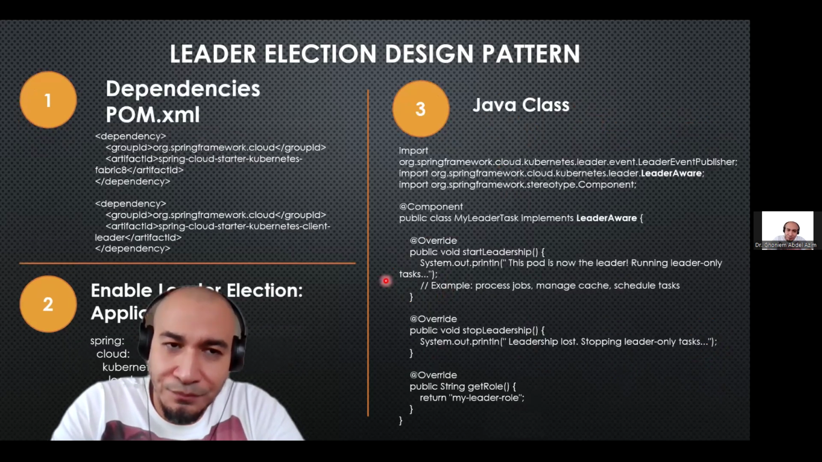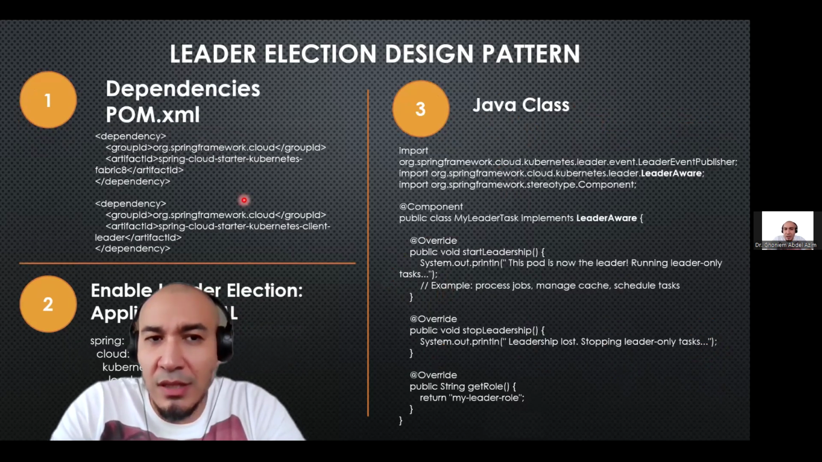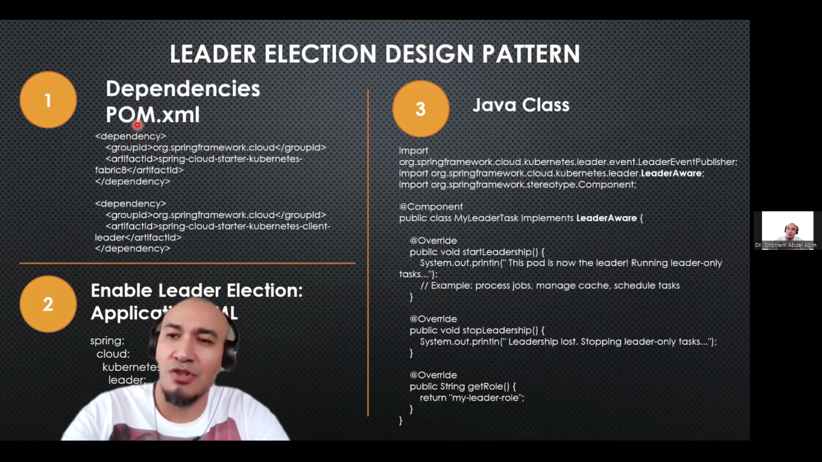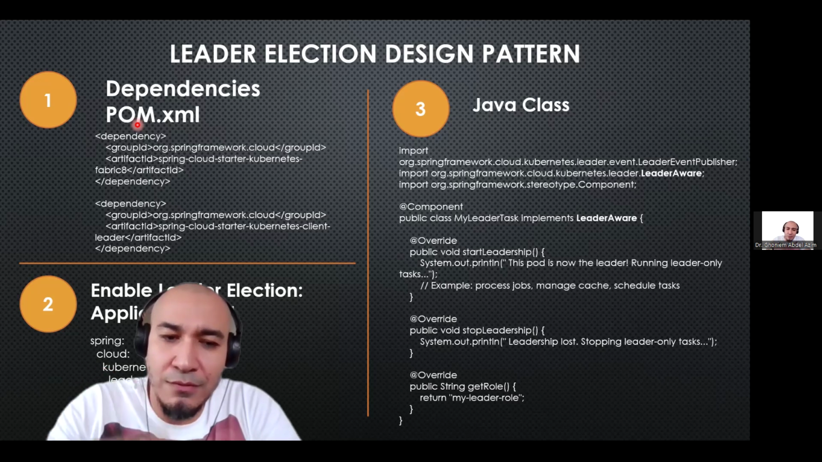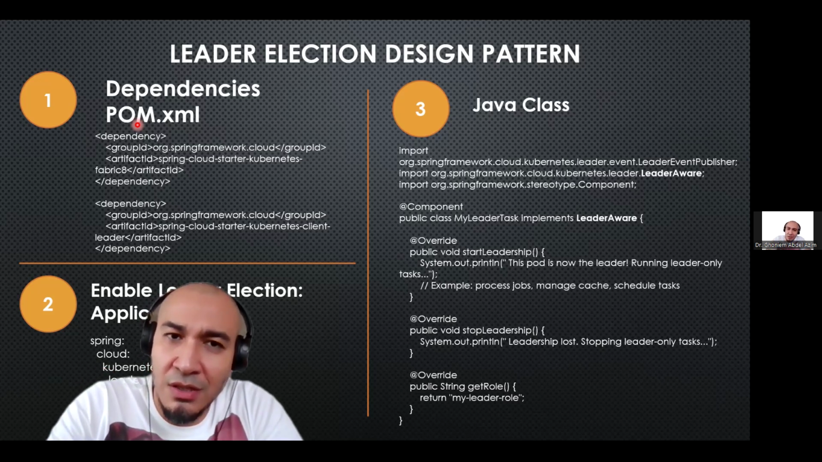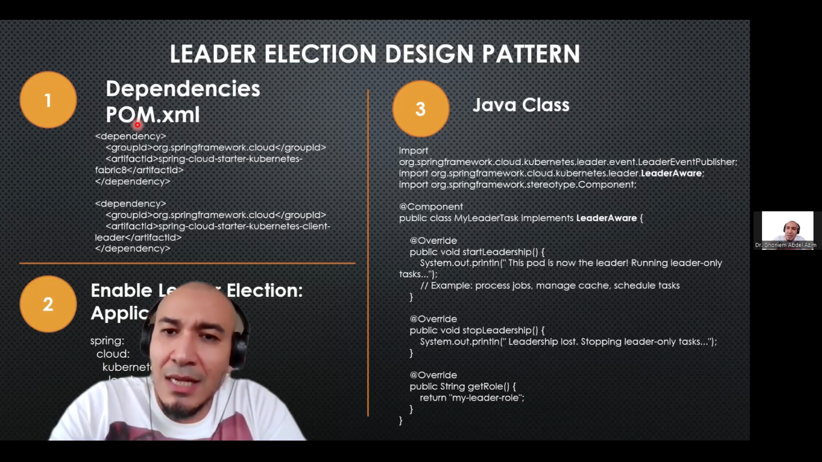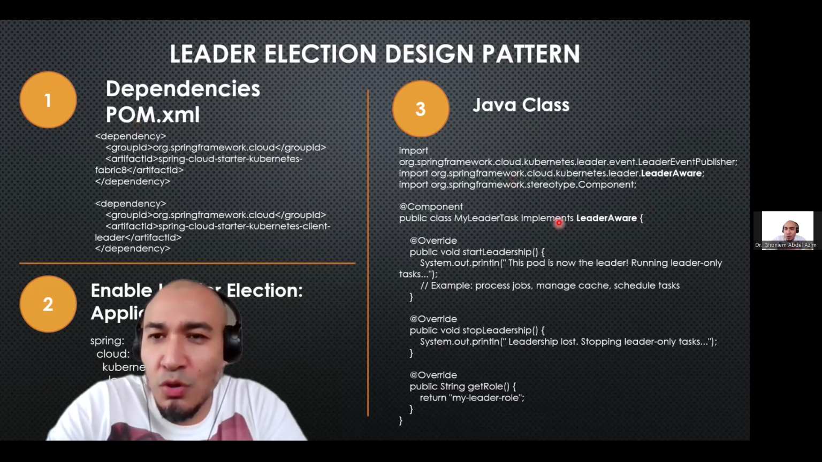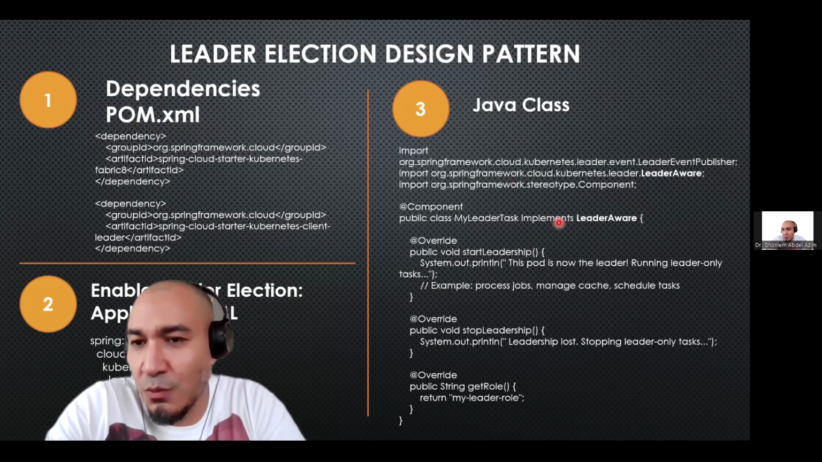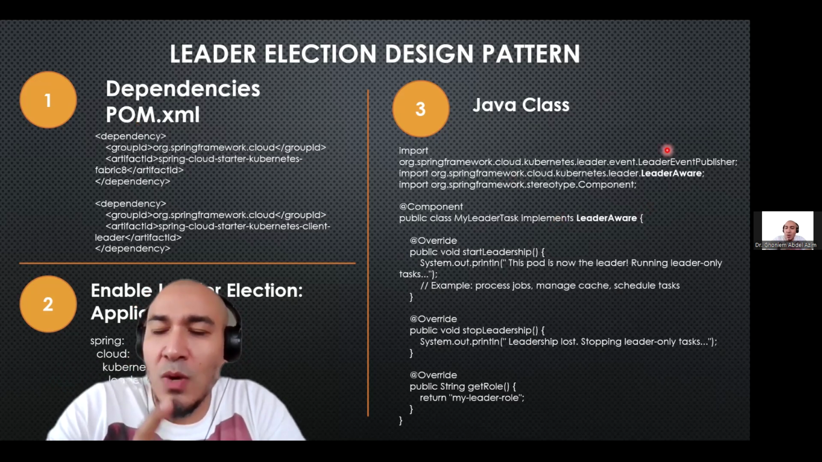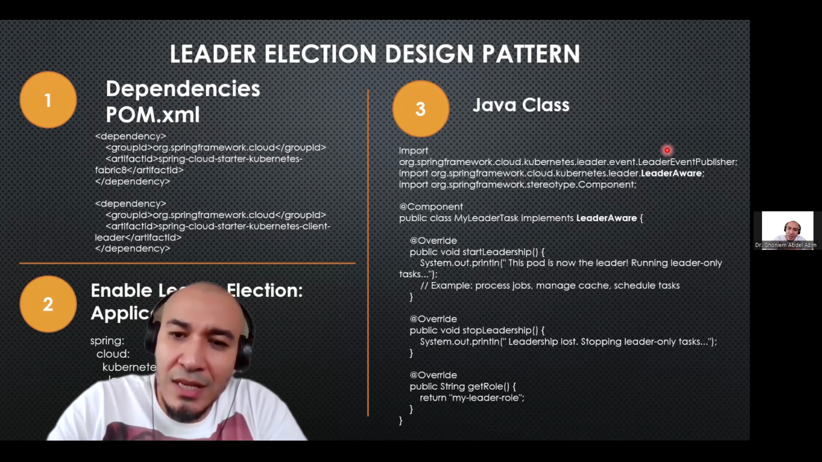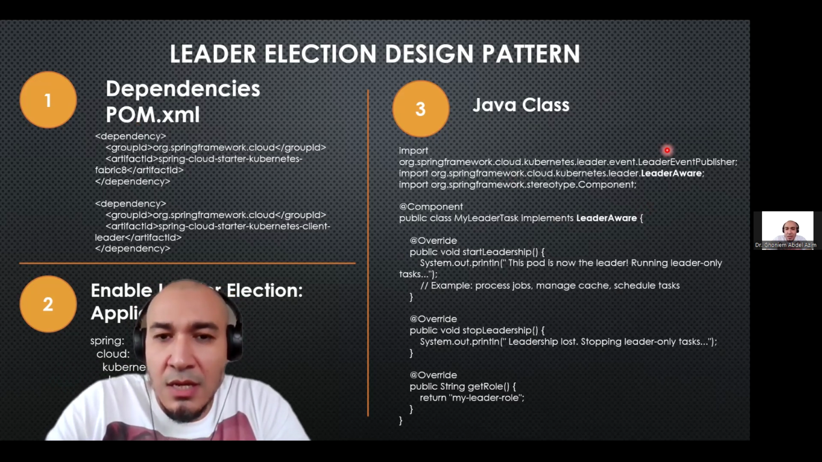Let's move forward. Number one, you will inject the dependencies within your POM XML file, and then you can enable the leader election in your application YAML to add the annotation for implementing the leader election design pattern. And within your implementation class, you will inform your implementation class to be leader aware, and then one instance of your pods will take the responsibility for implementing such a job.